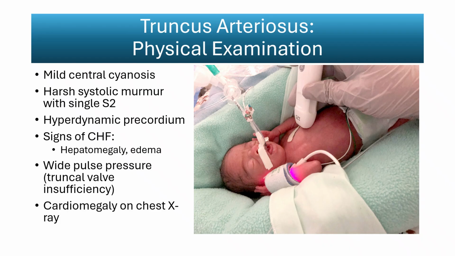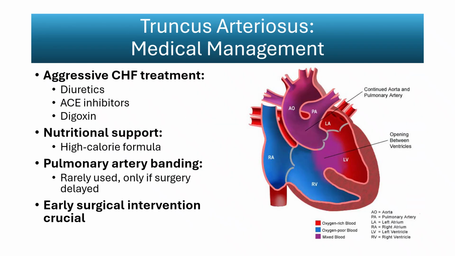Wide pulse pressure is a key finding when truncal valve regurgitation is present, and chest radiography typically reveals cardiomegaly from chamber enlargement. These physical examination features help distinguish Truncus arteriosus from other cyanotic lesions and highlight the combined impact of volume overload, abnormal valve function, and systemic to pulmonary shunting.